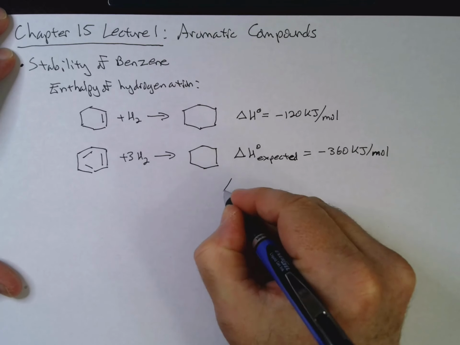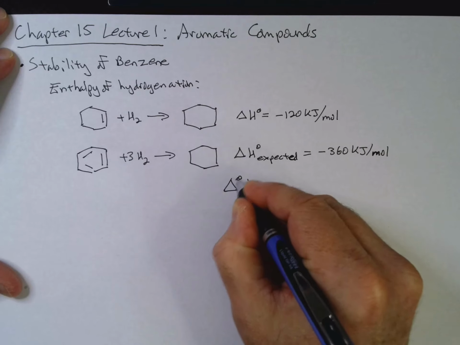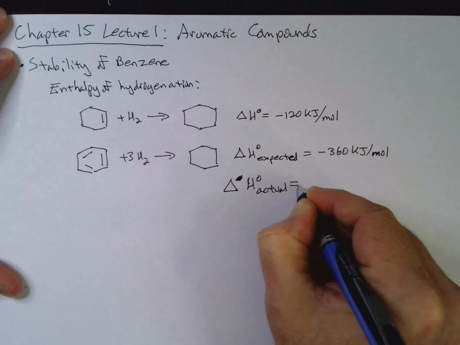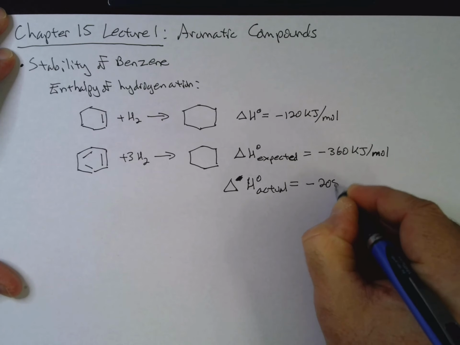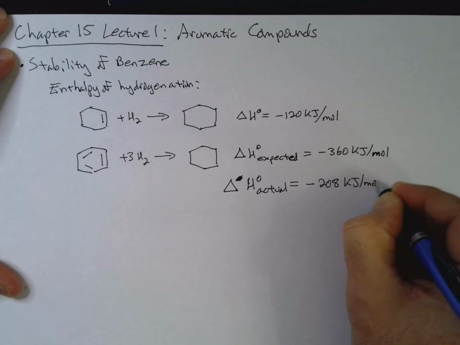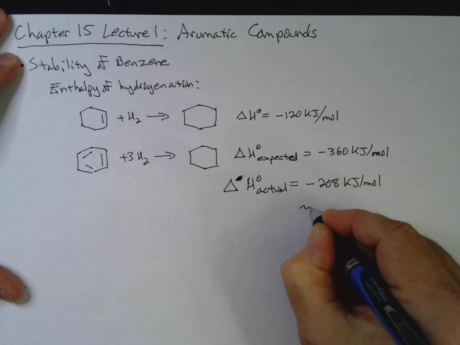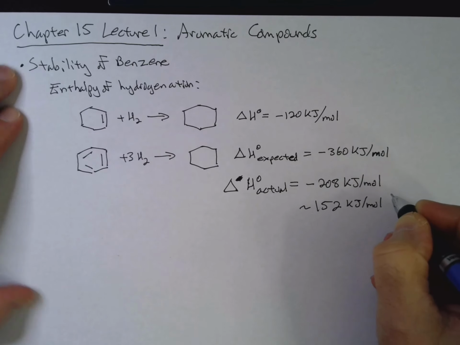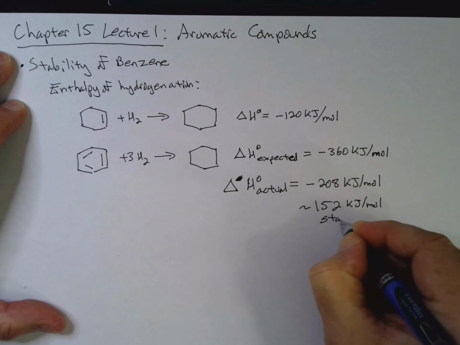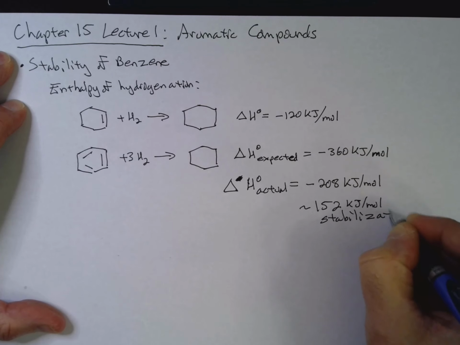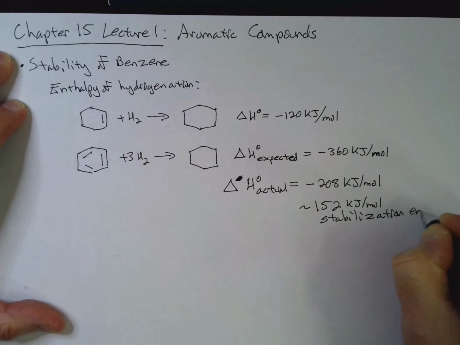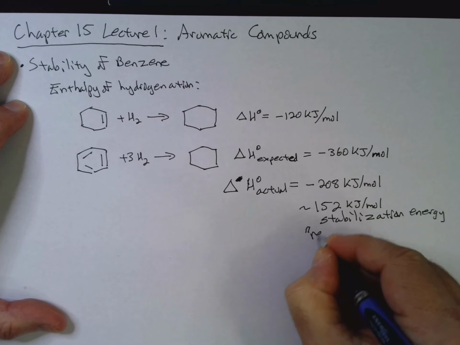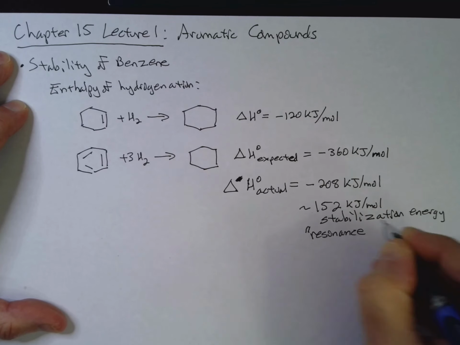What is actually very different is the delta H naught actual is minus 208 kilojoules per mole. That means that we've got somewhere around 150 or 152 kilojoules per mole of stabilization energy. Sometimes this is referred to as resonance stabilization.